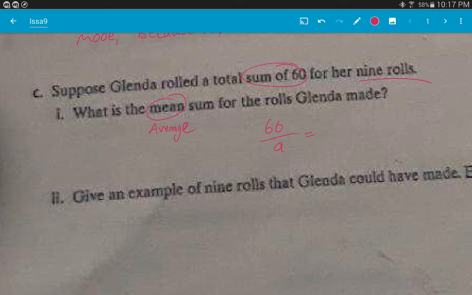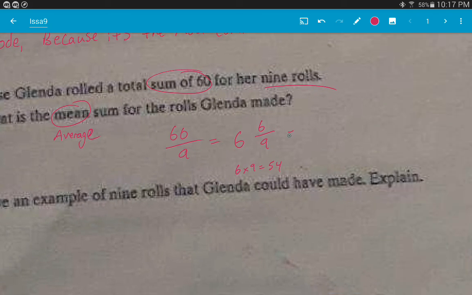60 divided by 9. 9 goes into 6... no, 6 times. Yep, 6 times. And we'll do scratch work. 6 times 9 is 54. So that's going to leave us 6 left over between the 54 and the 60. So 6 out of 9. And we can simplify that to 6 2/3.